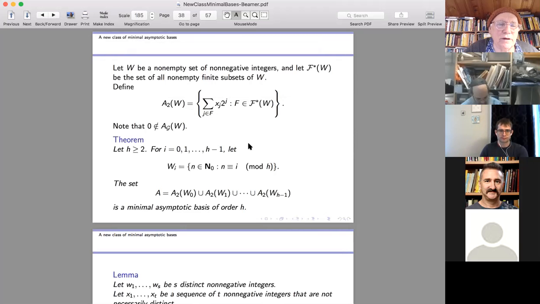And there's the following theorem, which says that you fix an H and you let W_i be all the integers n congruent to i mod H. So W_0 is all the multiples of H. So A_2 of W_0 is all numbers that are sums of powers of 2, where the power is a multiple of H. And in this set, you have sums of powers of 2, where each power is congruent to 1 mod H and so forth. So this is a minimal asymptotic basis of order H.